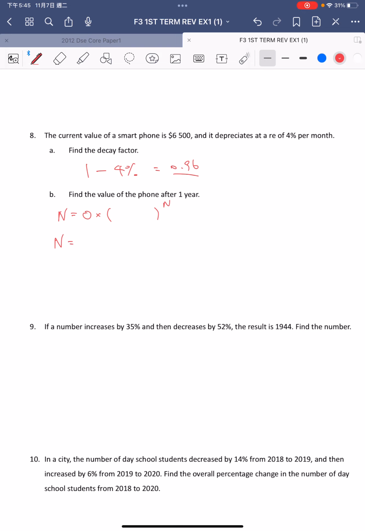is equal to the current value, or the old value, which is 6,500, times our decay factor, which is 0.96, to the power of what? We want 1 year, but actually our rate is per month, isn't it? So we have to the power of 12, because 1 year has 12 months. So the new value is calculated by using 6,500 times 0.96 to the power of 12. Then we can get the new value, which is equal to 3983, correct to the nearest integer.